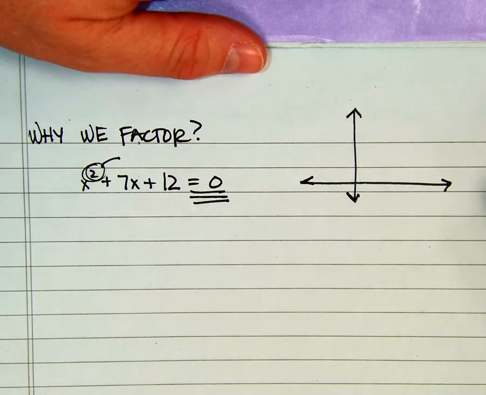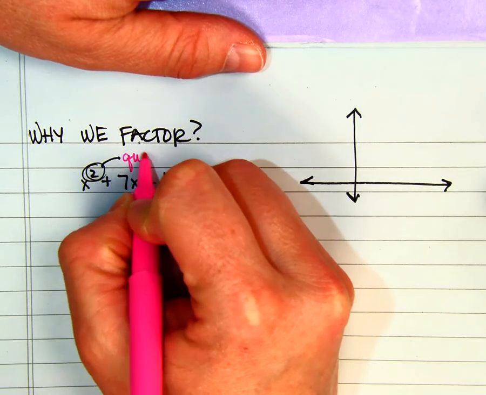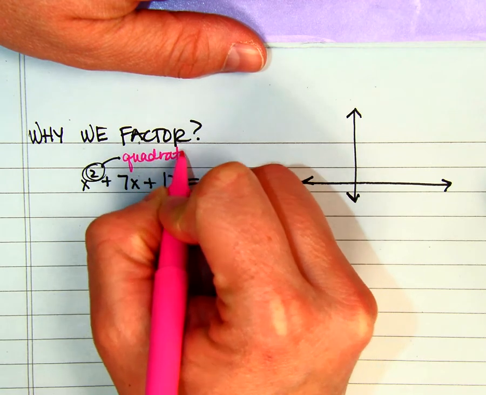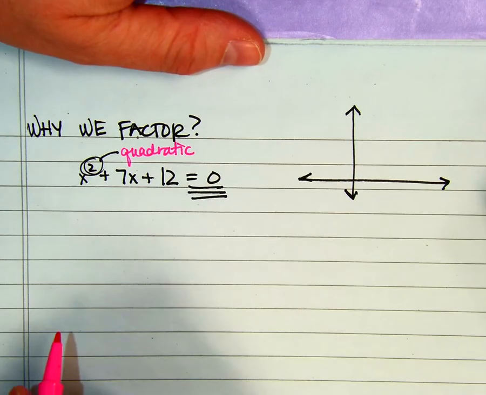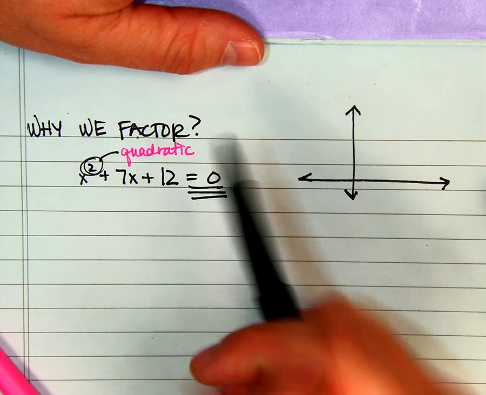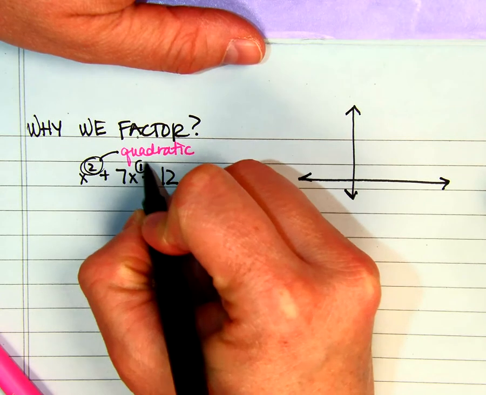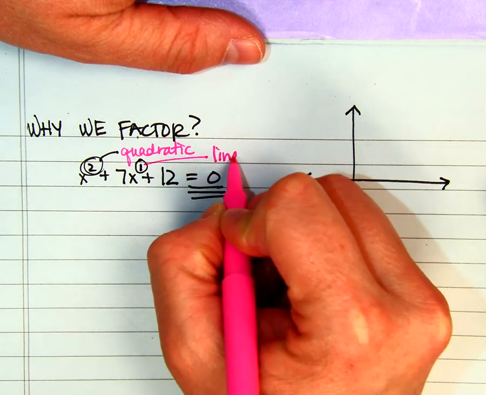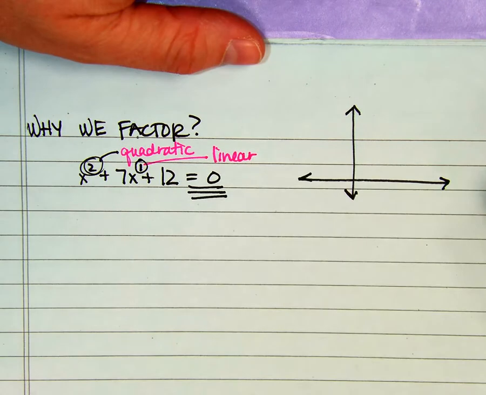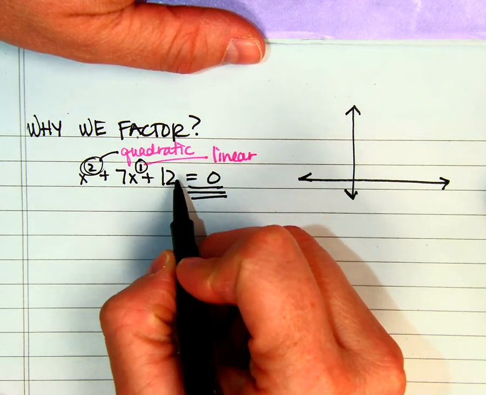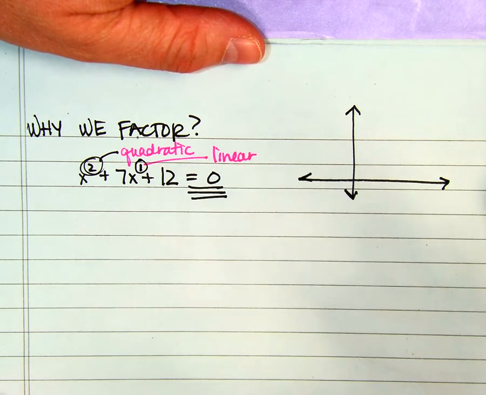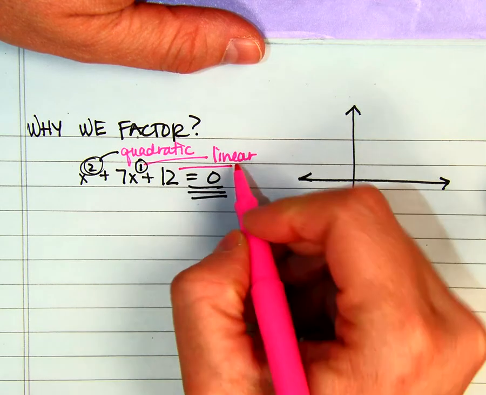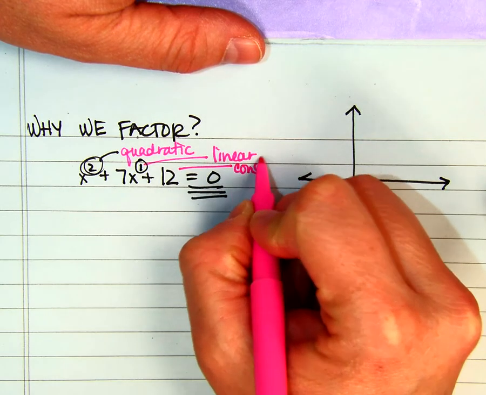So x squared is a quadratic term. This has an understood 1. It is the linear term. And this actually has an exponent of an understood x to the 0 power. So this is called the constant.